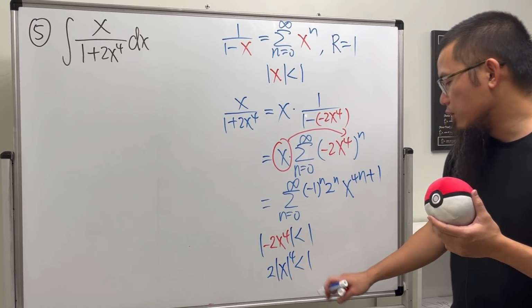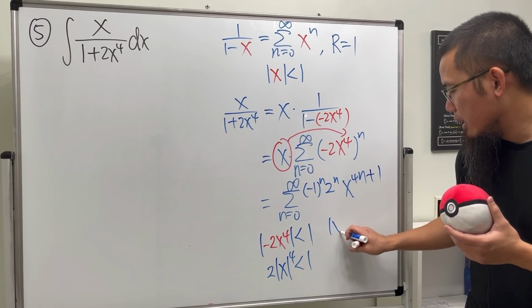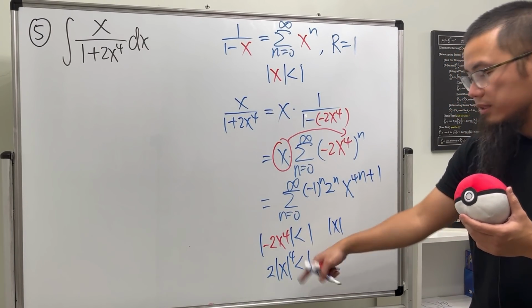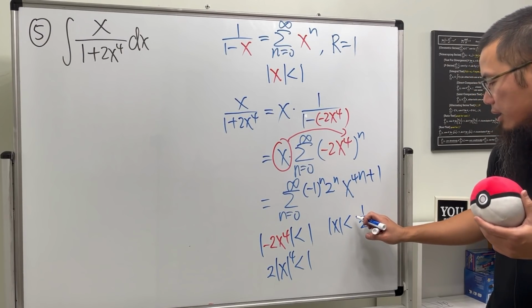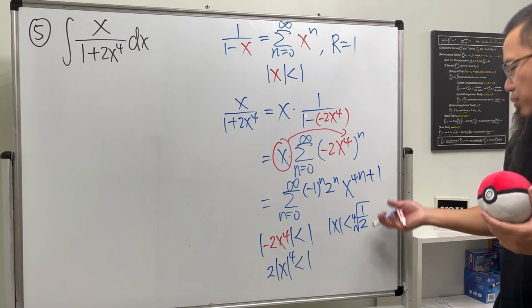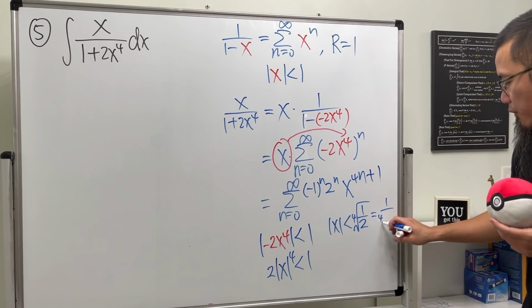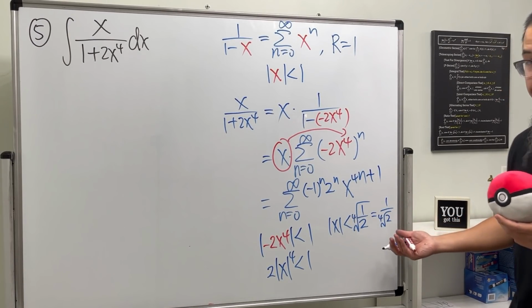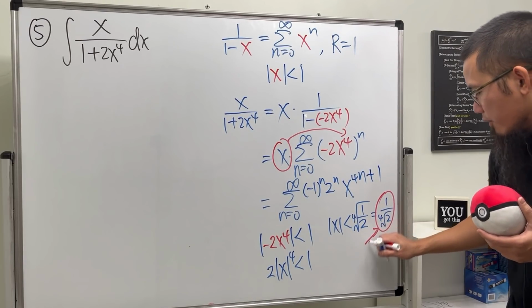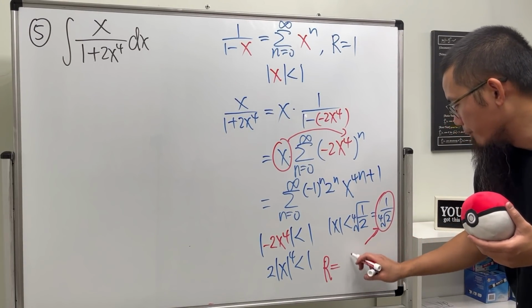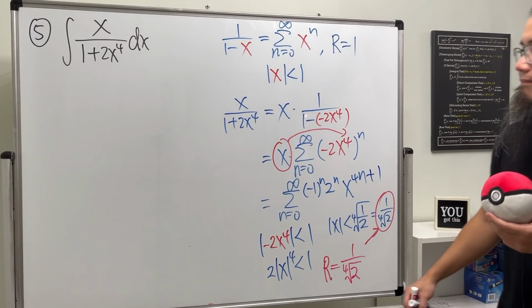And of course, divide the 2 on both sides, so we get absolute value of x. And of course, take the 4th root after that, so this is less than 1 over 2, and then you take the 4th root. And you can just put it down like this. Or if you would like, this is 1 over the 4th root of 2. So with that said, this right here is the radius of convergence. So r is equal to 1 over the 4th root of 2.